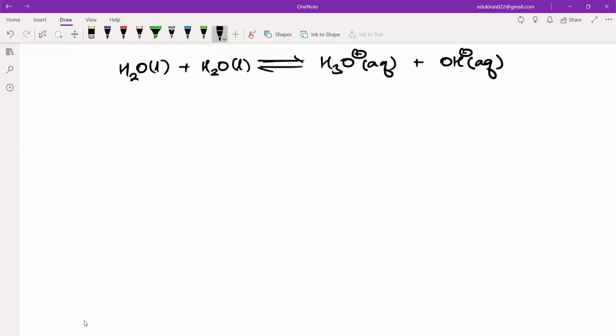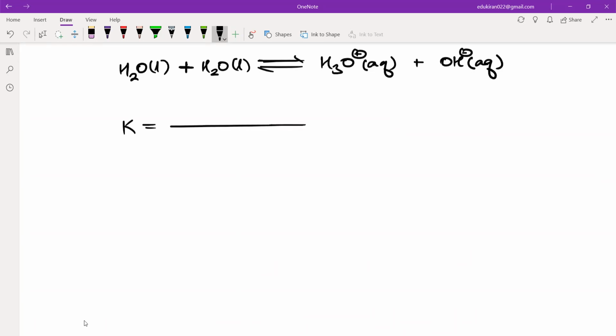For this particular equilibrium, we can write an equilibrium constant. We also know that water is a weak electrolyte, because pure water does not conduct electricity. So you guys will help me in writing the K. Tell me, what will be the equilibrium constant for this reaction?